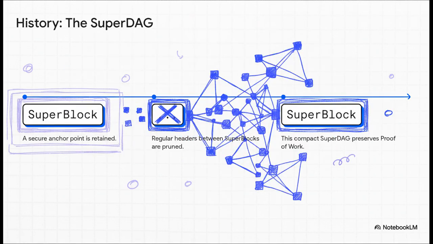And here it is, the final move. In Act 2, the system prunes again, but this time it deletes all the normal headers that are sitting between the super blocks. And remember that blueprint we talked about way back at the beginning? This is where it all clicks. That pre-calculated structure allows the network to just link the super blocks directly to each other, creating this incredibly compact structure, the superDAG, that still preserves the full security and weight of the entire proof-of-work history.